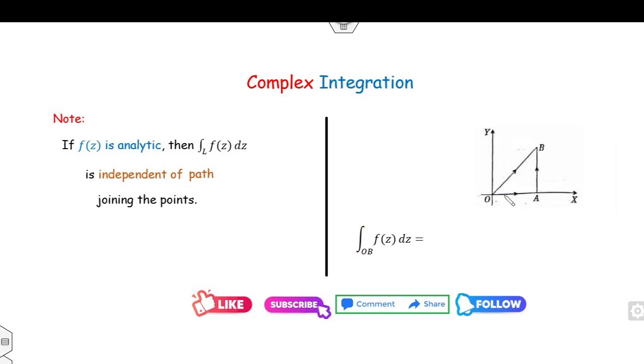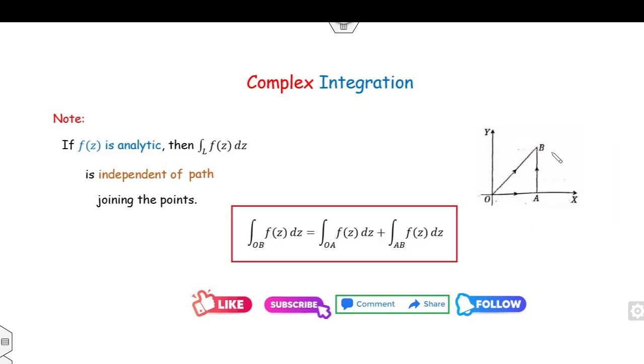For example, the integration from O to B is equivalent to the integration from O to A plus the integration from A to B. You can reach from point O to point B either by curve 1 or by using the path OA and then A to B. And this is the most important concept in complex integration, provided your function is analytic.